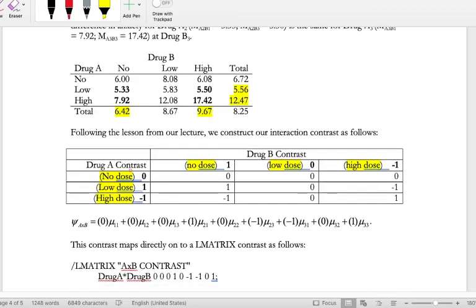So what that looks like, if we write out the syntax, is this. Neither drug A nor drug B are being looked at by themselves. Neither of them are being held constant. So it doesn't really make sense to include a line for drug A or drug B, right? So instead, we only have this interaction contrast.